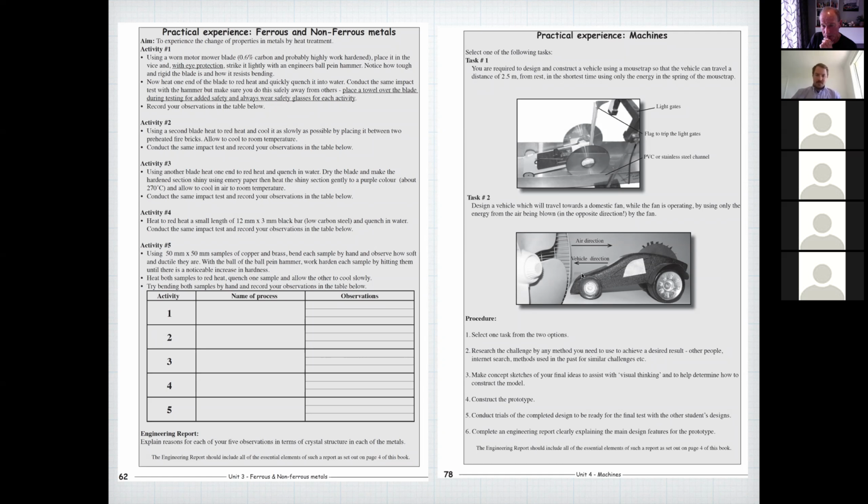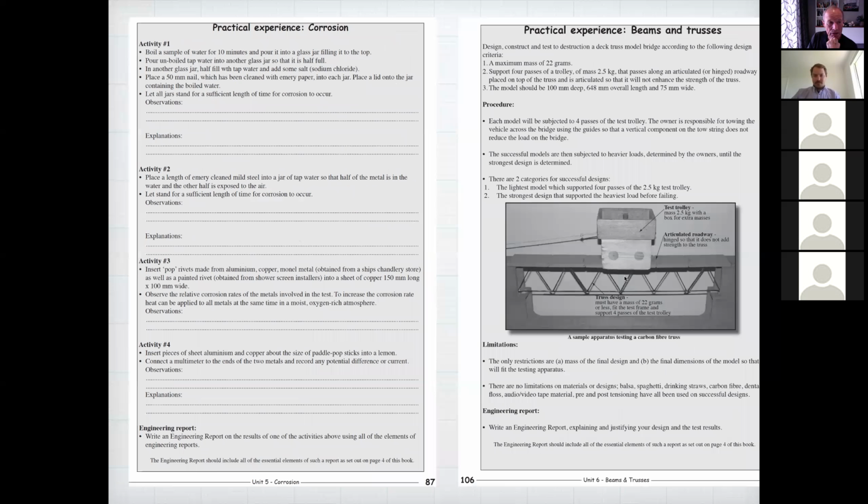And here's another one that I used to do. I used to have a fan here, and they had to design a car that would have its motion towards the direction of the fan, which is against the air direction. And they used to get in groups of 3 and design these cars to do that. And that's when we were doing motion. This is corrosion. We did practical on corrosion, but this is the one that really stimulated interest.